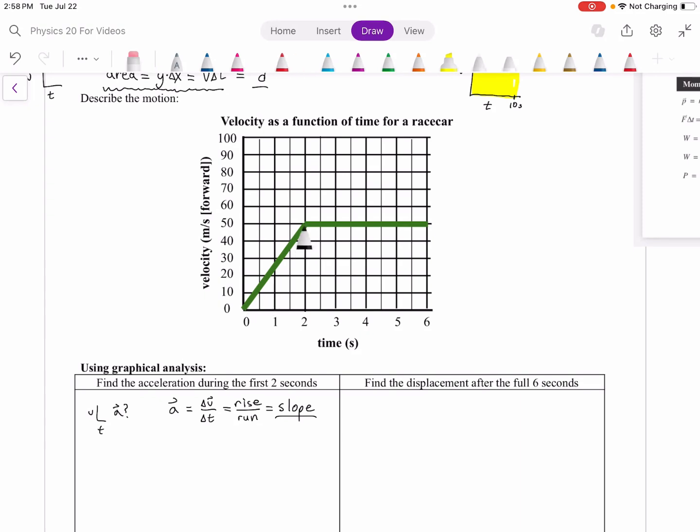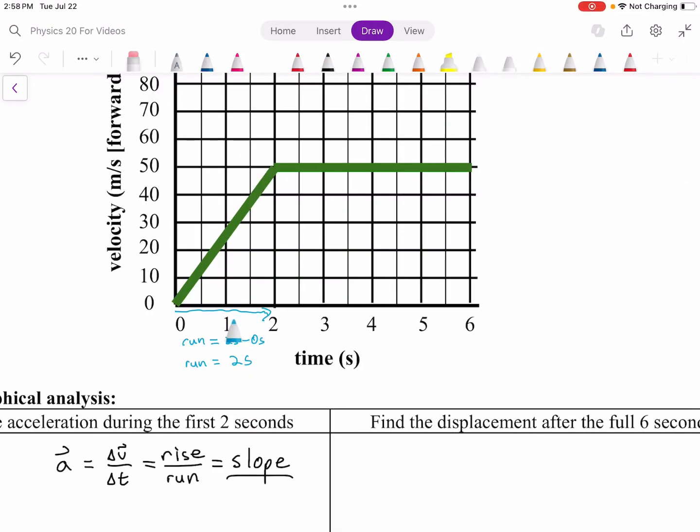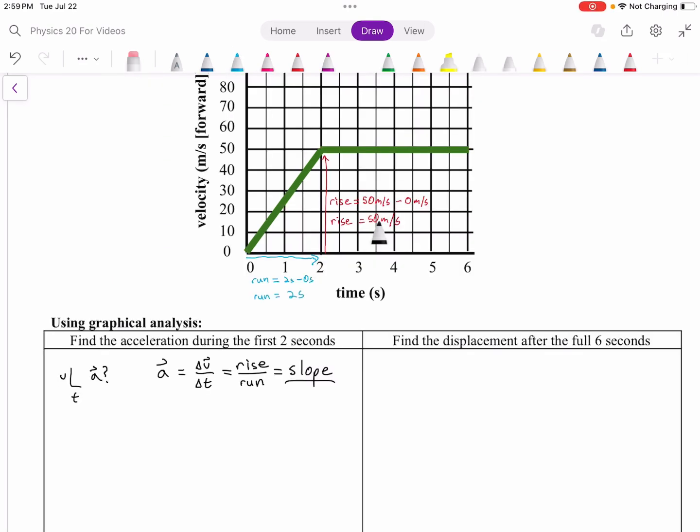Finding 2 good points. Honestly, that beginning point and the end point for the 2 seconds look pretty good. So let's get our rise and our run. The run we can see is 2 seconds and the rise is 50 meters per second. So using graphical analysis, we can see that the acceleration during those first 2 seconds is just going to be 50 meters per second, our rise, over 2 seconds, our run, to give us 25 meters per second squared.